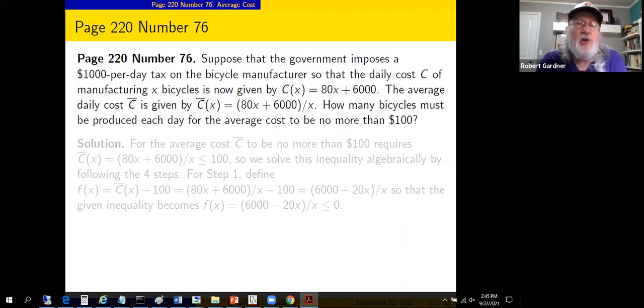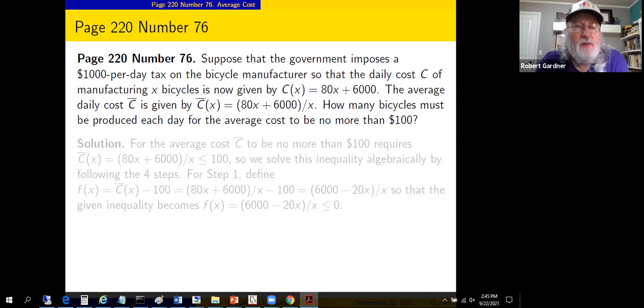Average cost is cost per unit. X represents the number of bicycles produced. So average cost is always the cost function divided by X. For us, that's not entirely relevant. We just need to deal with the functions they've given us. But that's how this becomes meaningful in a business setting.